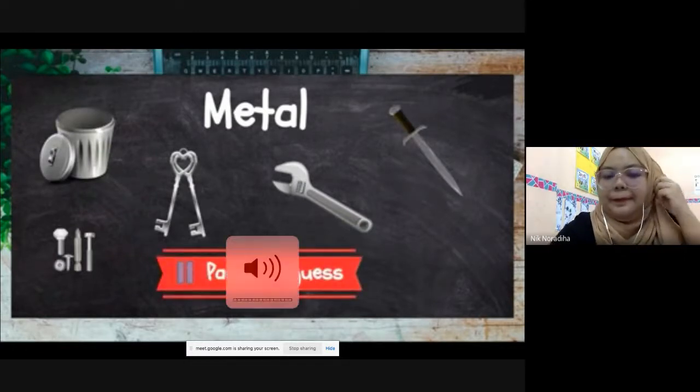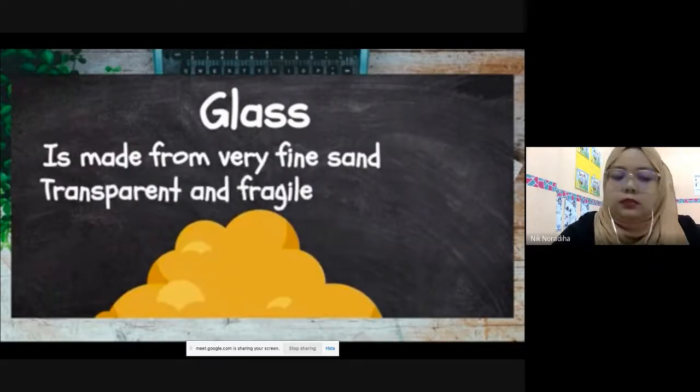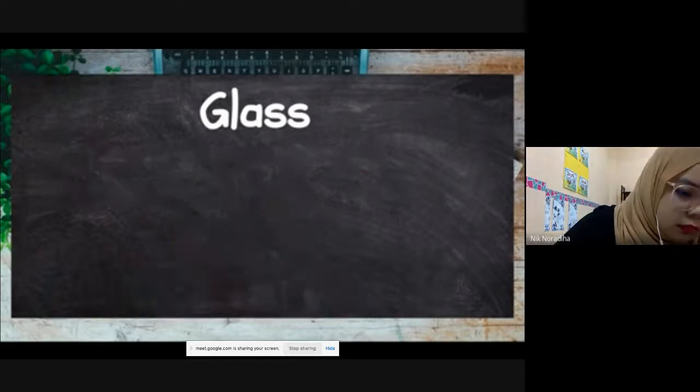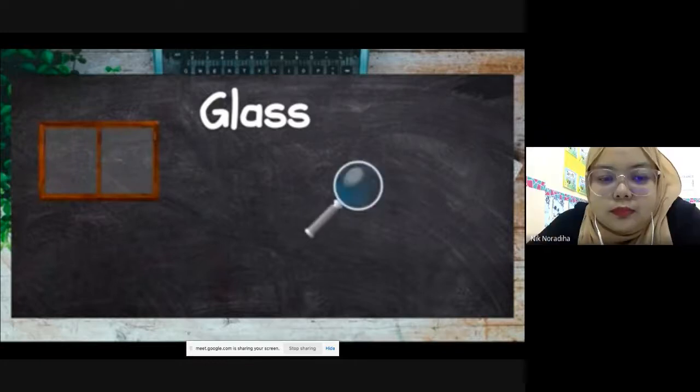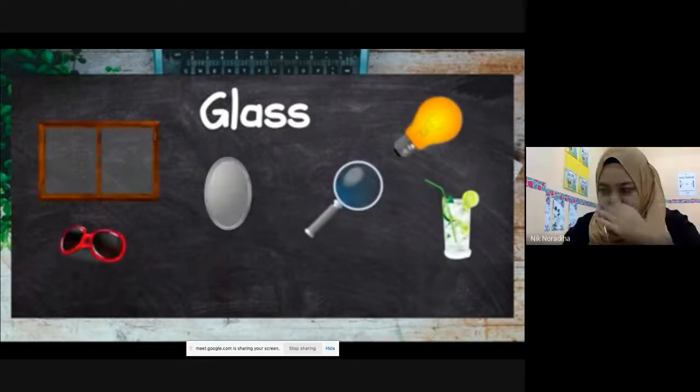Glass is made from very fine sand. It is transparent, which means see-through, so is useful for things you want to be able to see inside of or see through, such as windows, magnifying glasses, mirrors, sunglasses, light bulbs, and drinking glasses. What else could be glass?